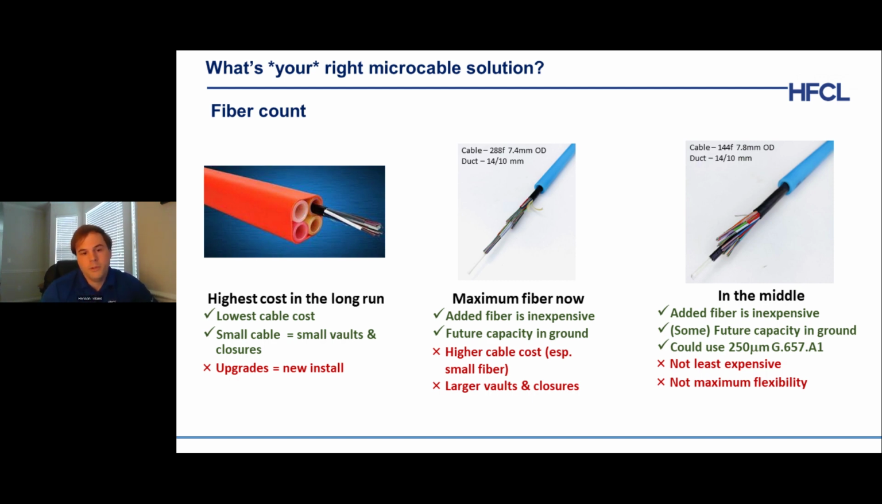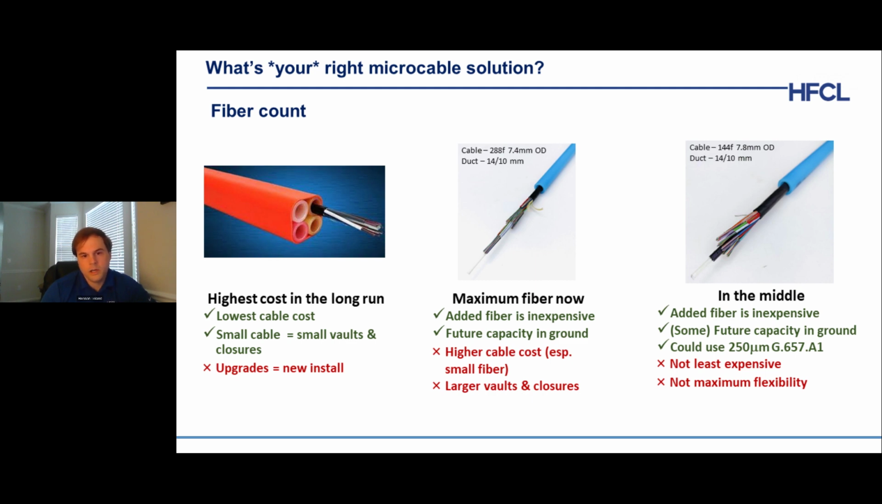On the flip side of that, maybe you want to look at installing the maximum fiber count now. Adding fiber is inexpensive in the grand scheme of things. You do have the future capacity in the ground. You're going to have a higher cable cost. And maybe you're going to be dealing with larger vaults and closures depending on exactly what was selected.